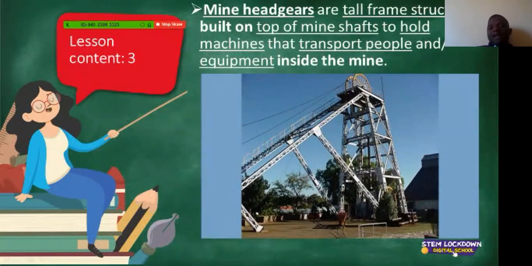Let us look at the definition so that we can see if we've got that correct. So what are mine headgears? These are tall frame structures that are built on top, again, which goes to the head, on top of mine shafts to hold machines that transport people and equipment inside the mine itself. So it means that here, all the equipment will be coming. As I'm moving the cursor, they are going to be making their way inside the mine itself. So this is a mine headgear. It's at the top of the mine. The mine is obviously underground.